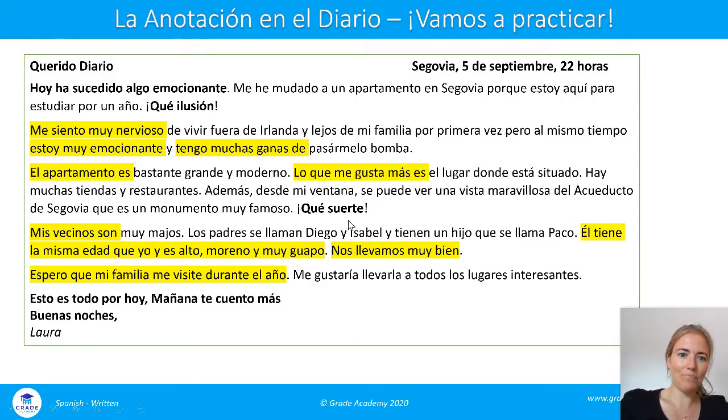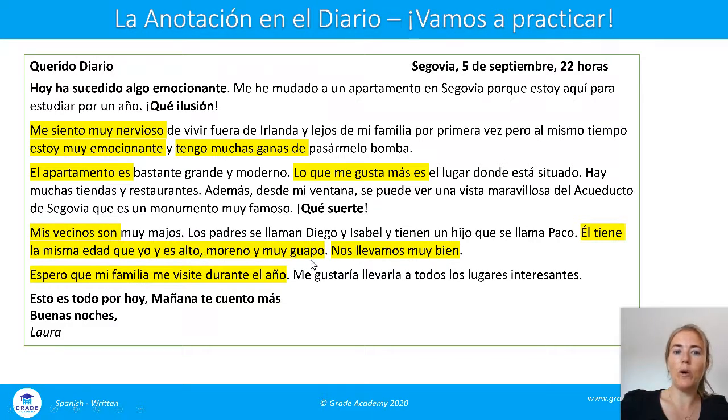Qué suerte, how lucky. Se puede here is an example of us using the passive voice with se, so it can be seen. Mis vecinos son muy majos, so my neighbors are very sound. Los padres se llaman Diego y Isabel y tienen un hijo que se llama Paco. Again, very simple stuff, but we're doing what we've been asked, we're describing them. The parents are called Diego and Isabel, and they have a son who's called Paco. Él tiene la misma edad que yo. You'll notice that's the same as the last one. He is the same age as me.